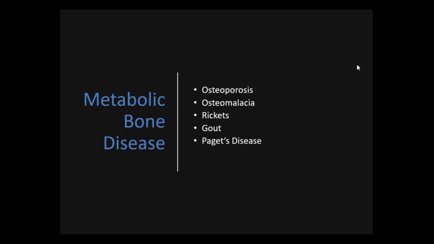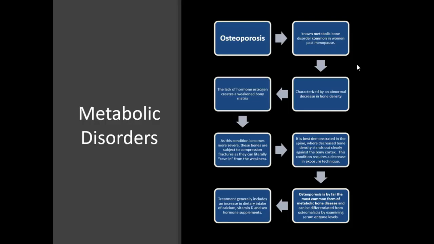We have osteoporosis, osteomalacia, rickets, gout, and Paget's disease. Osteoporosis is known as a metabolic bone disorder common in women post-menopause, and its lack of hormone estrogen creates a weakness in the bony matrix characterized by abnormal density in the bone. This condition becomes more severe. These bones are subject to compression fractures, and they literally just cave in. They just break. It is best demonstrated in the spine, where decreased bone density stands out clearly against the bony cortex. This condition requires a decrease in exposures.